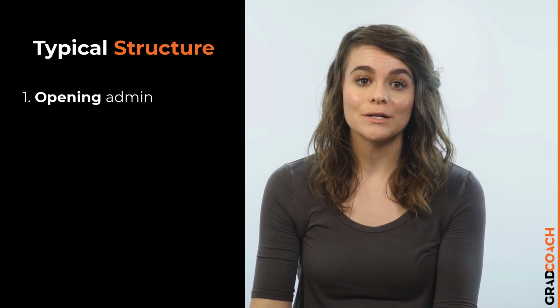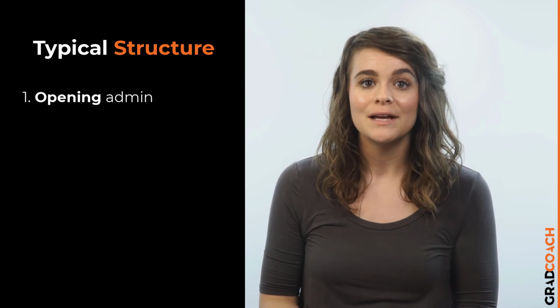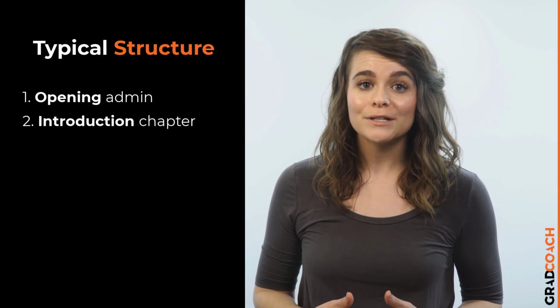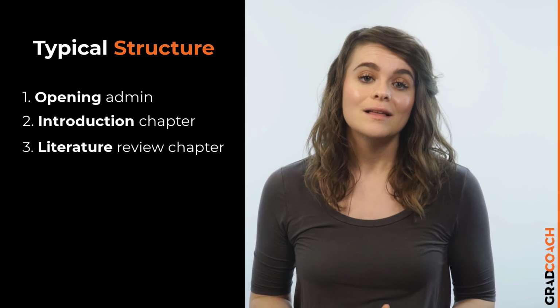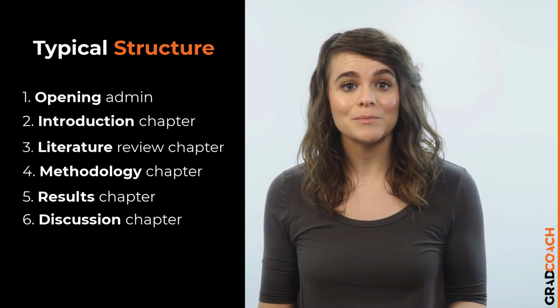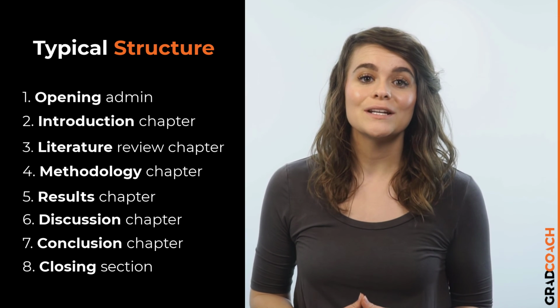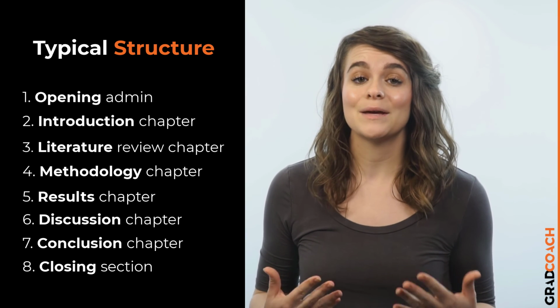All right, so now we've covered the standard structure of a classic dissertation or thesis. To recap, the core sections are: first, the opening section, which is your title page, abstract, acknowledgments, and table of contents, followed by the introduction chapter, the literature review chapter, the methodology chapter, results chapter, discussion chapter, conclusions chapter, and finally the closing section, which is your reference list and appendices.